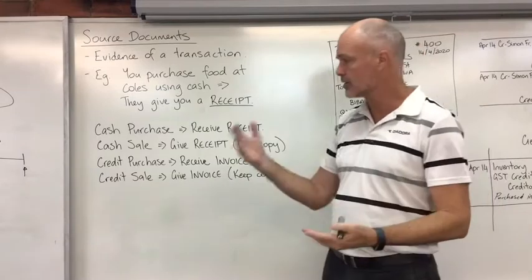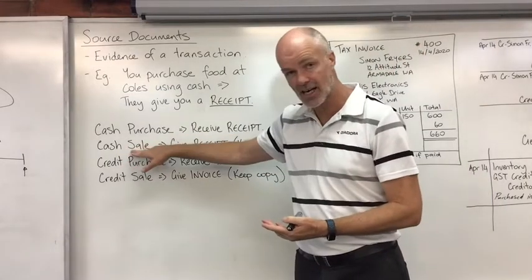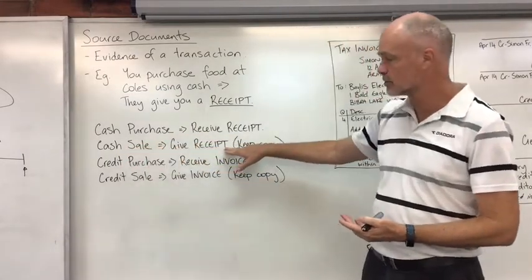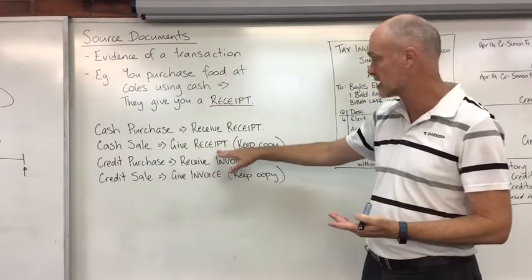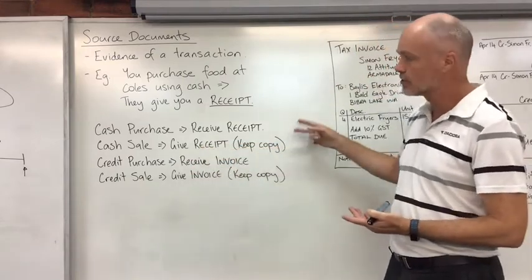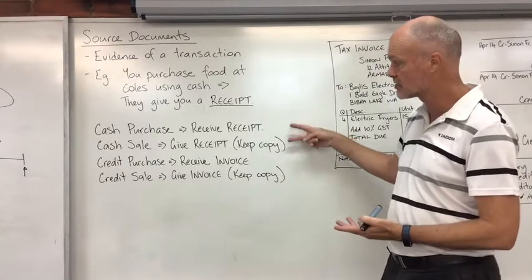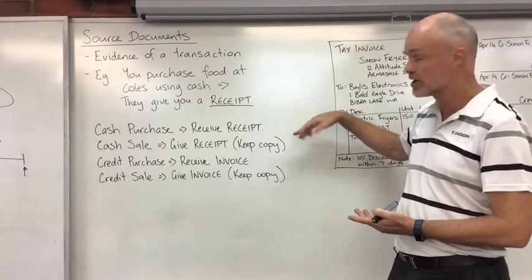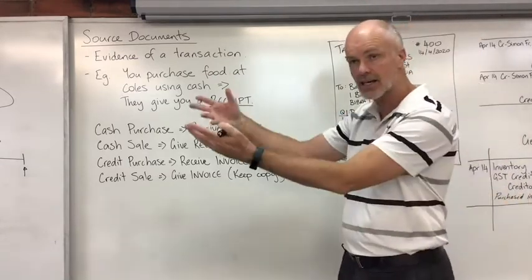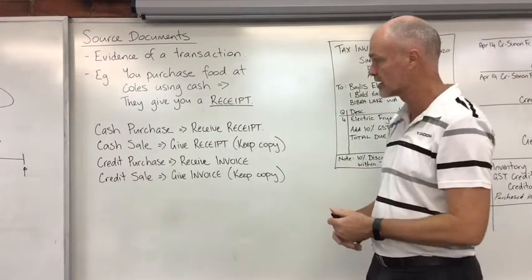If we are the person doing the sale, then the customer will get the receipt, so we give the receipt to the customer, but we keep a copy. So for cash transactions, our source document is a receipt. It's whether we've given it out or received it that determines whether or not we're the customer.